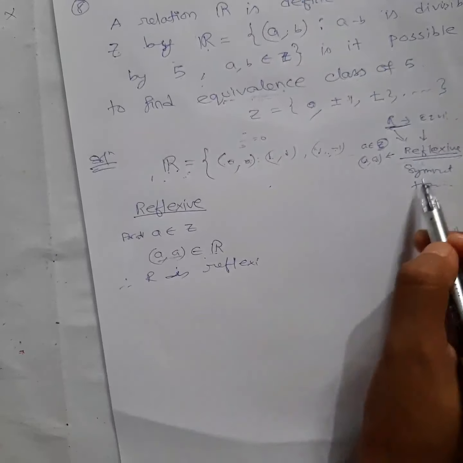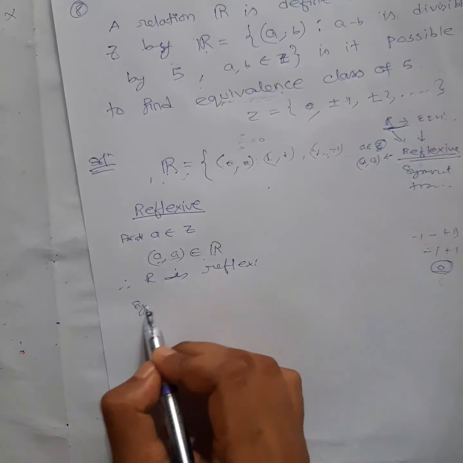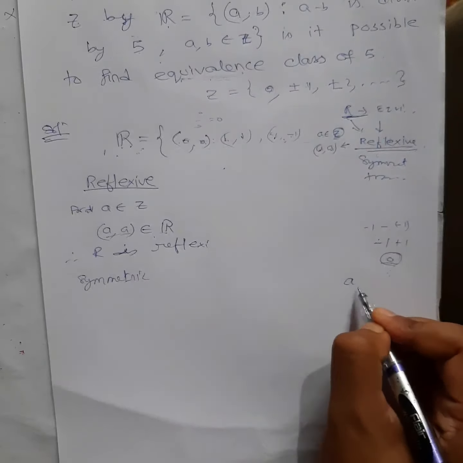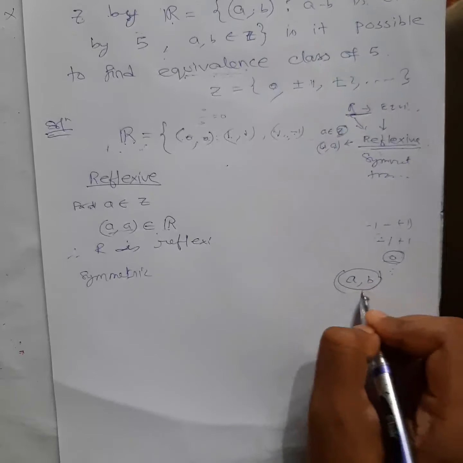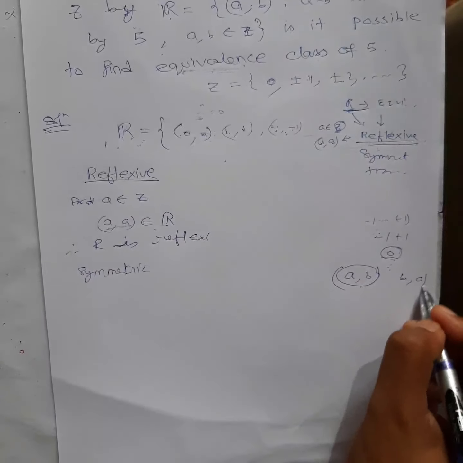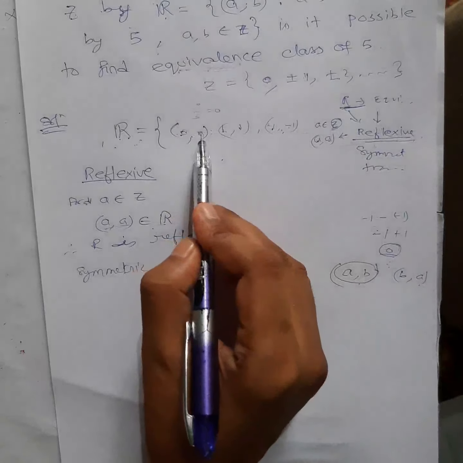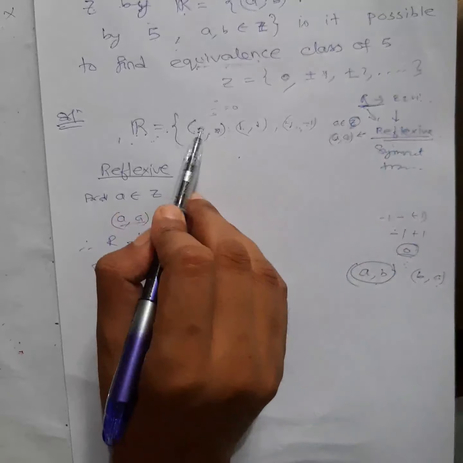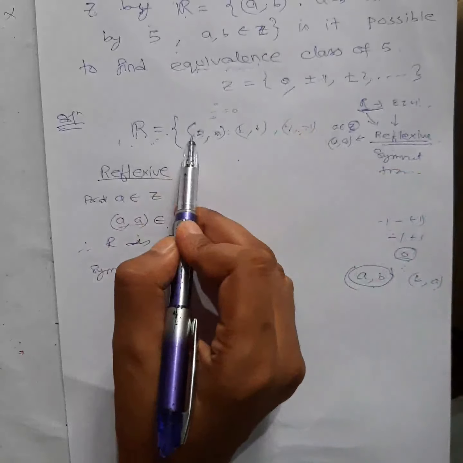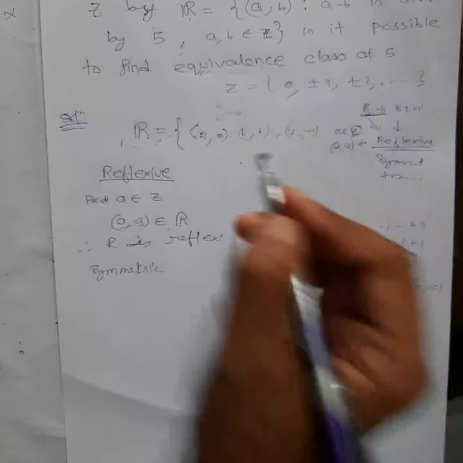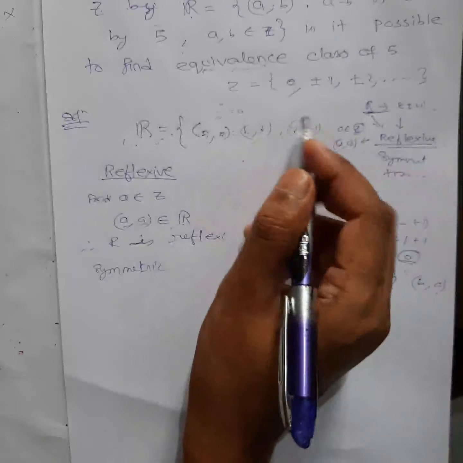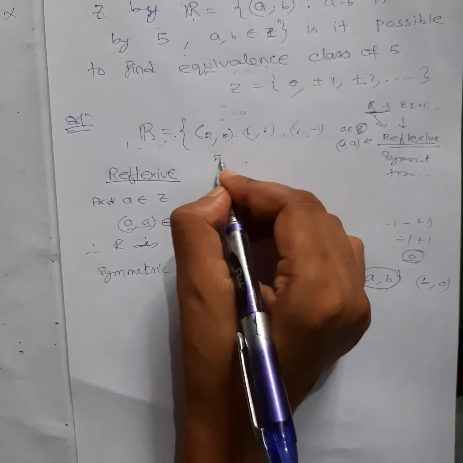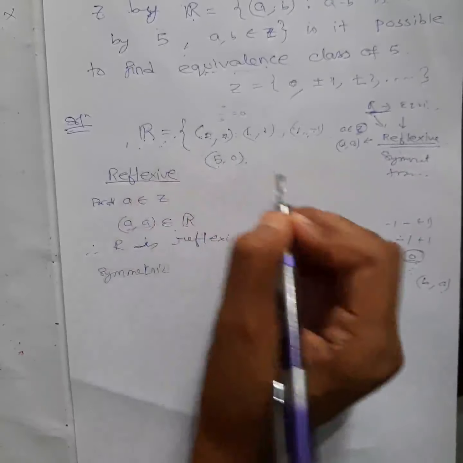So the first problem is solved. Next I have to show symmetric. For symmetric, what was the definition? If (A,B) is in the relation set, then (B,A) must be there. If it is (0,0), there is no problem, right? If (0,0) is there and you reverse the ordered pair, it becomes (0,0) again. The problem is, for example, (0,1) will not be there. Can you tell me another element? Let me write (5,0), which will be there in this relation set.